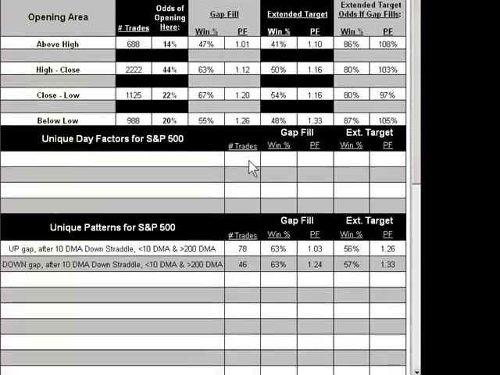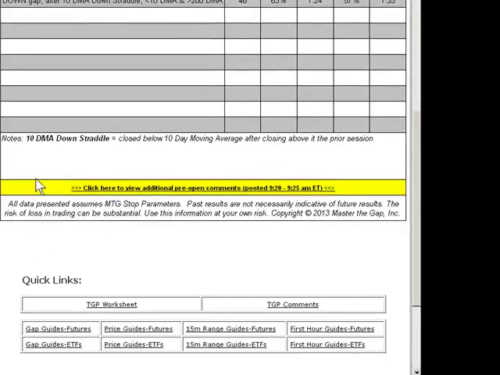which had slightly better numbers, no unique day factors, and one unique pattern from our database: a 10-day moving average down straddle. So that's when you close below the 10-day moving average after closing above it, but still above the 200-day moving average. And as a reminder, the definitions for these patterns are always shown down here. So that had a slight bias for the long side as well. Let me show you my comments.